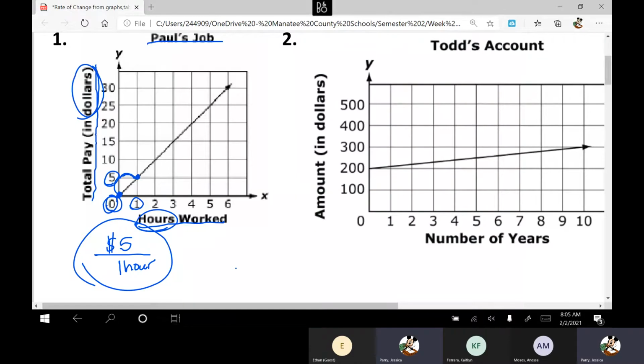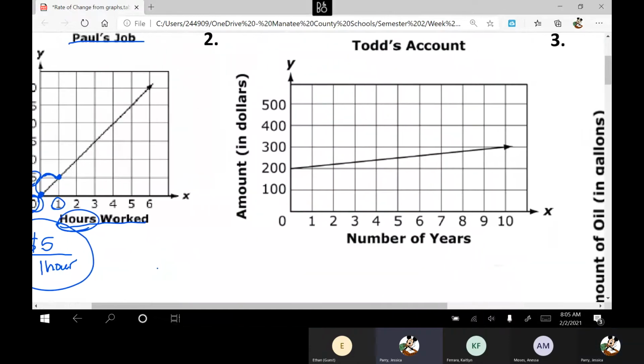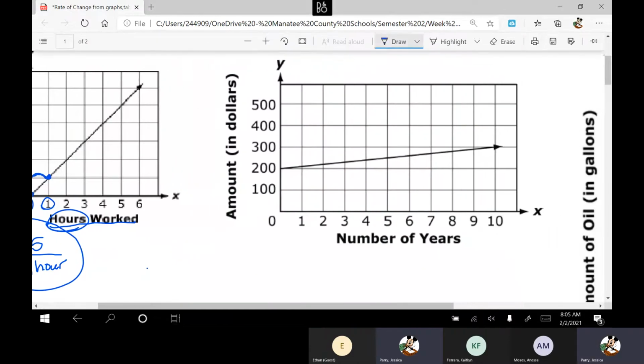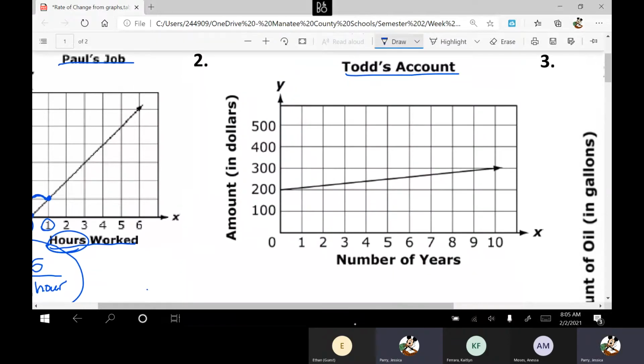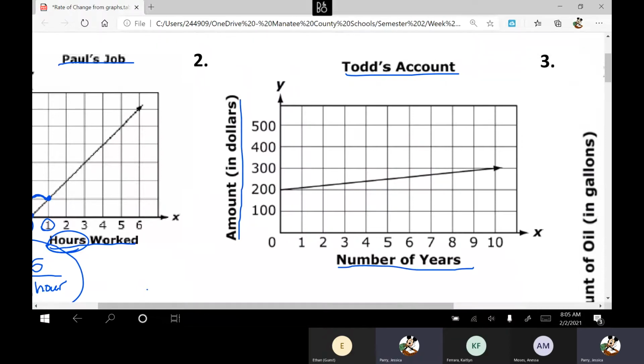All right, so next question here, number 2. We have, let me scoot it down. We have Todd's account. We have the amount in dollars and number of years. We're talking about Todd's money in his account over the course of years. So we need to find first 2 points where the graph is crossing, it's intersecting perfectly.